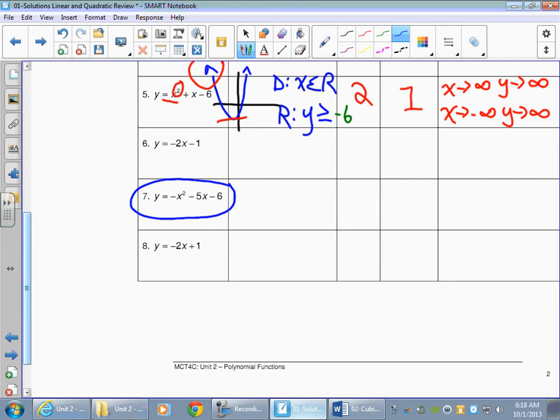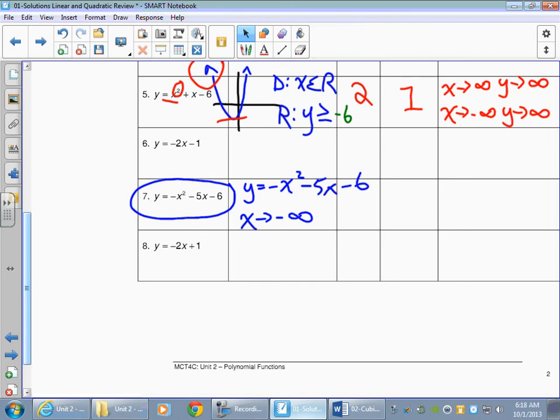So if I'm starting with something that looks like this, and you ask me what are the end behaviors, what I'm interested in is as x gets really close to negative infinity, gets really, really big negative numbers in there, what happens? Well, all I have to do is think about that a little bit. If I put a number like negative 1 million in here.